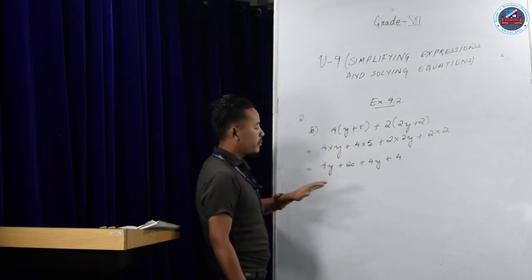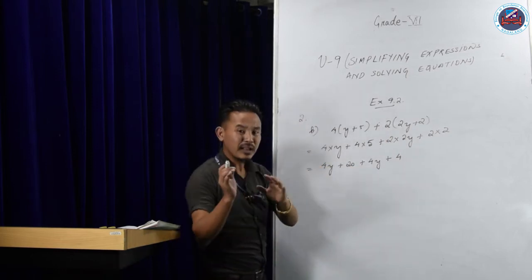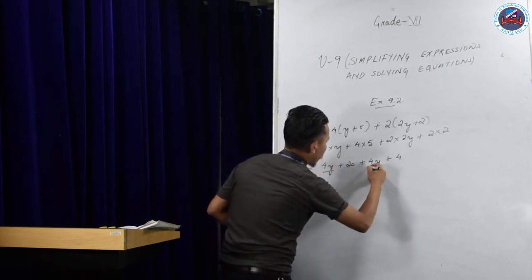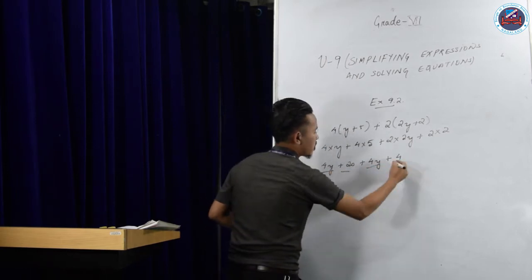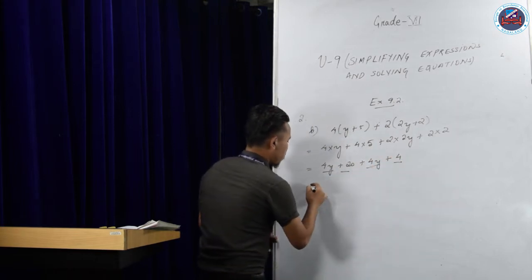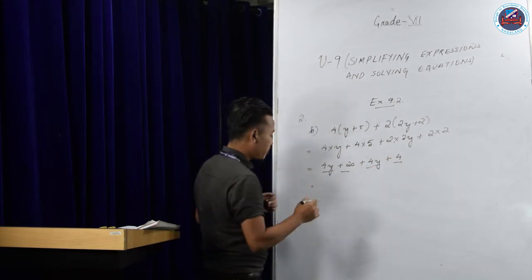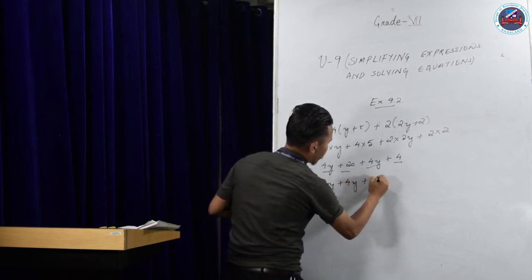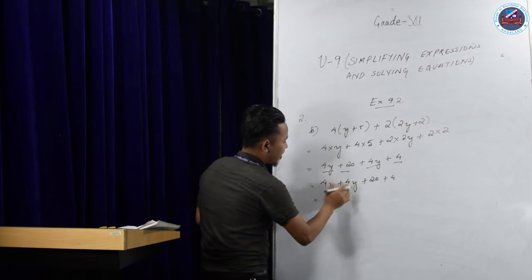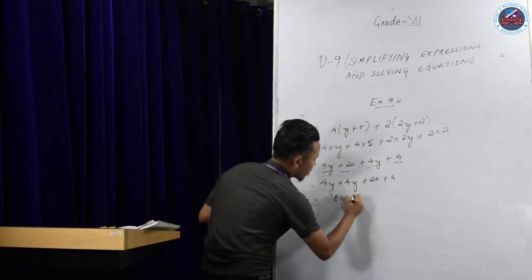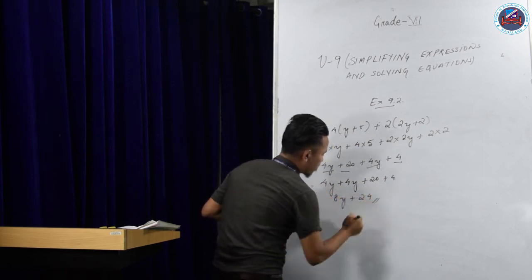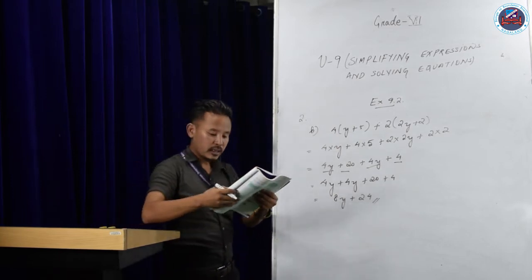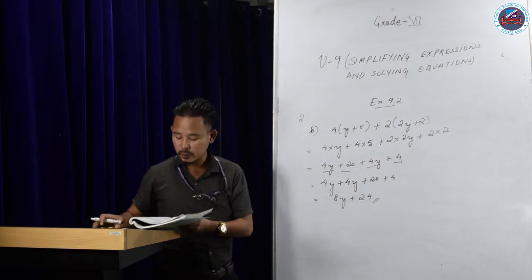Now we can see there are like terms here. The like terms are 4y, and the other ones are the numbers, that is 20 and 4. So we bring the like terms together: 4y plus 4y plus 20 plus 4. When we add these, we get 8y plus 24. That's it. And let me do one more sum. It is question number E.